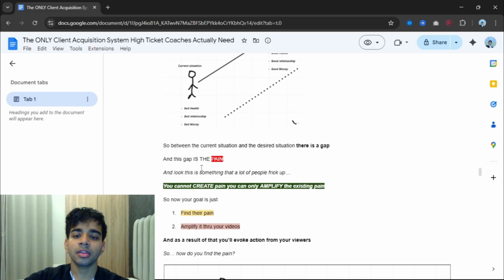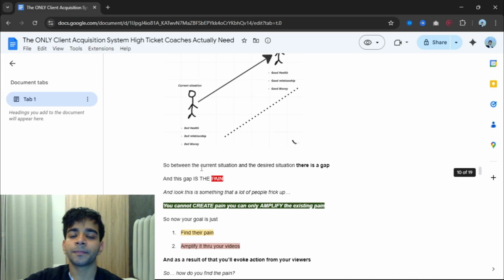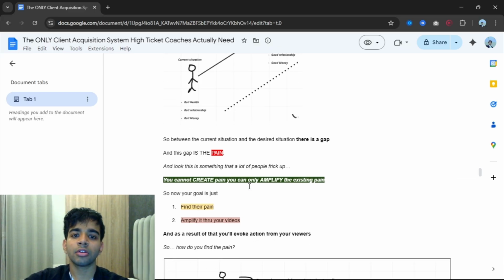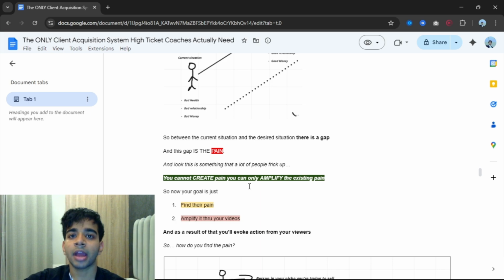And this gap is the pain. Because they are not in their desired situation, that is causing them pain. And look, this is something that a lot of you, even I at some point, mess up on: we cannot create pain, we can only amplify the existing pain.